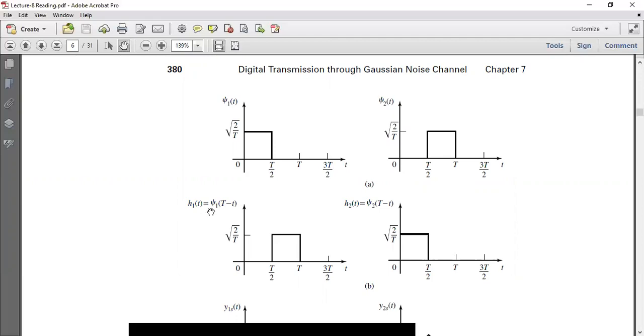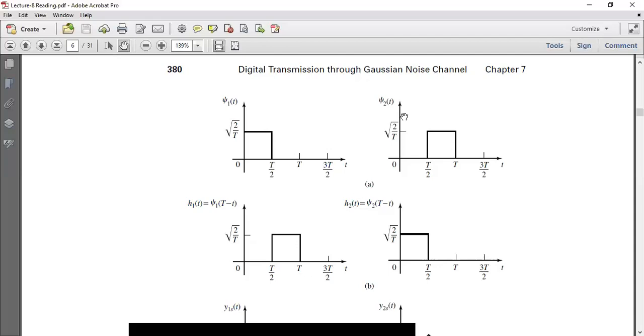Okay, so for phi 1, if this one was transmitted, the matched filter will be this one. We first take the time reversal and then we shift it by T. So take the time reversal, and this signal will come over here, and then push it by T. So this will start from T by 2 to T, because half T and then half T will come here. So push will be T, capital T, and this signal will be over here.